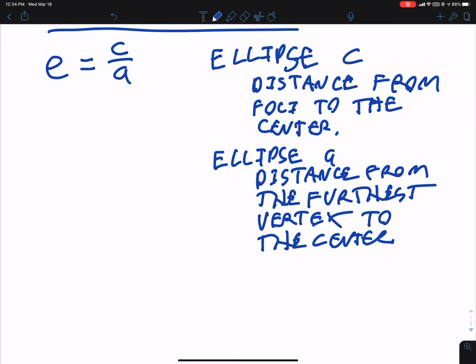So, what does this do for us? If you can calculate C and A, then you can calculate E. But also, if you have the eccentricity and either C or A, you can calculate the last remaining variable. For example, I'm just going to make a problem up for us. Let's see, we will do 25, 9.